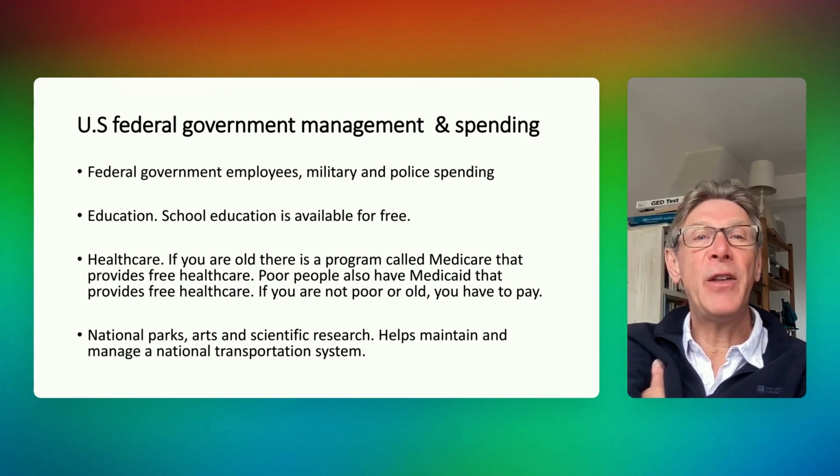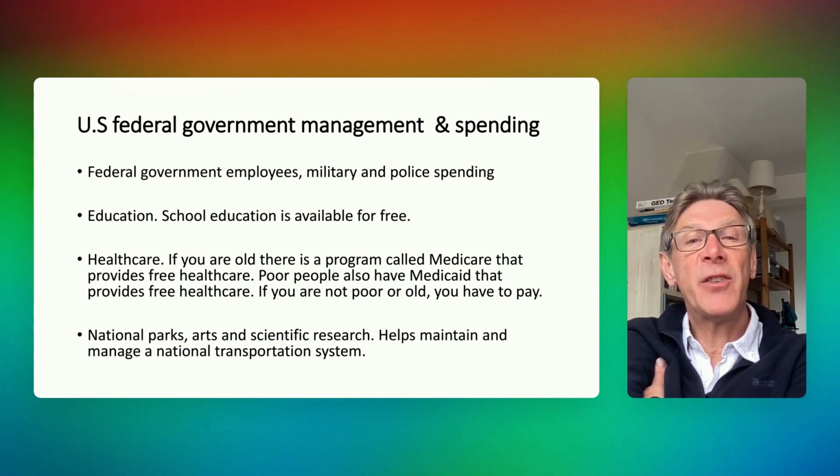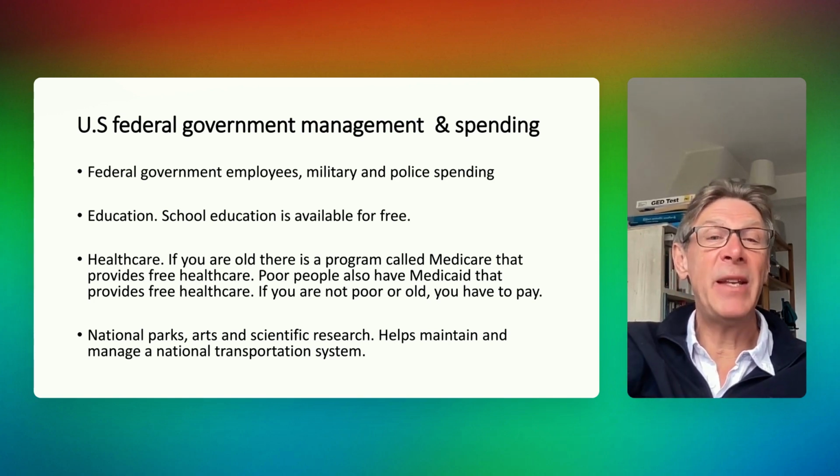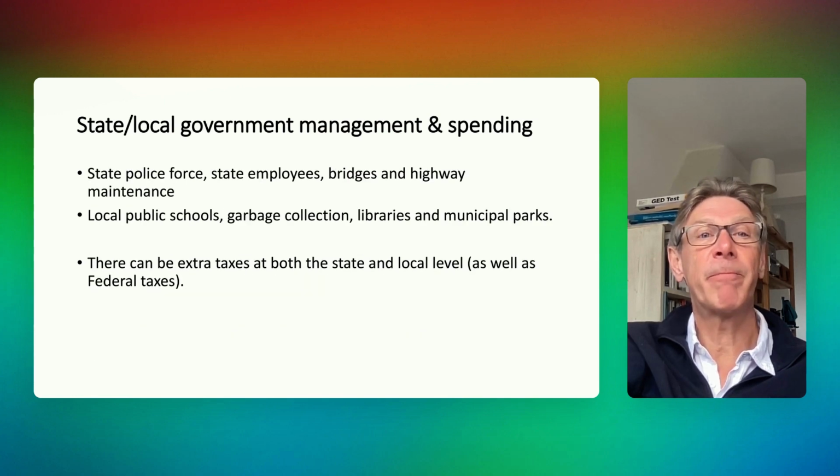Final thing the US federal government have to spend their taxes on is looking after national parks, arts and scientific research, and to help maintain the national transportation system.